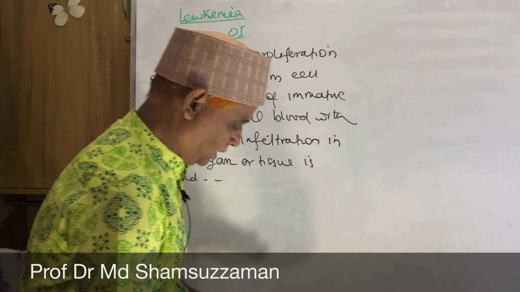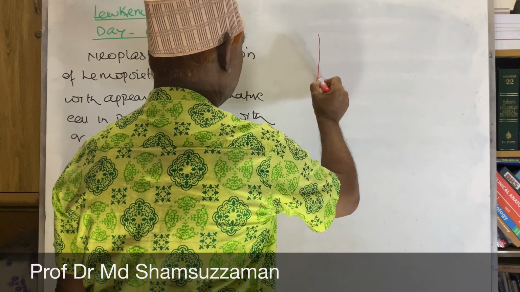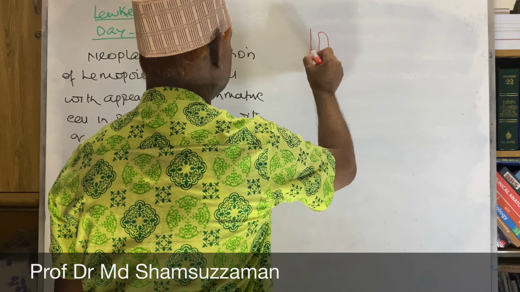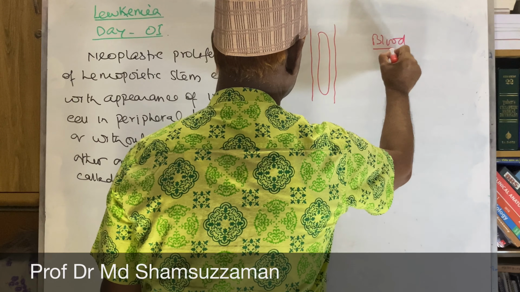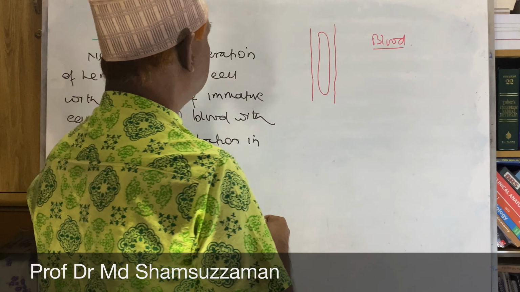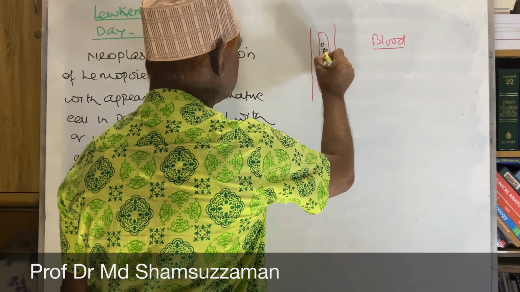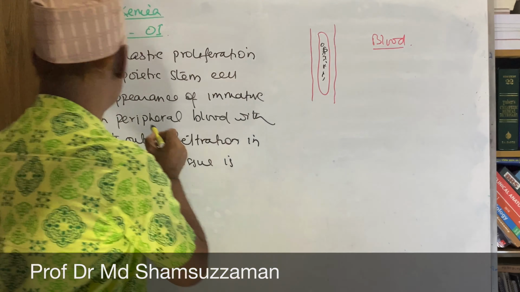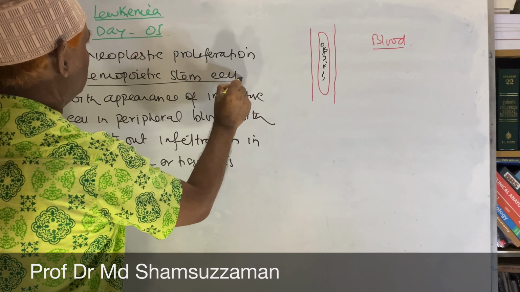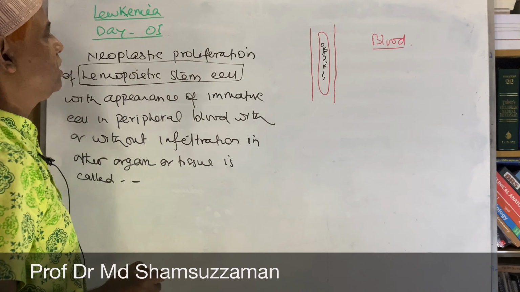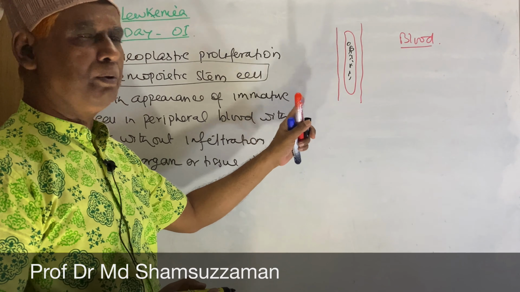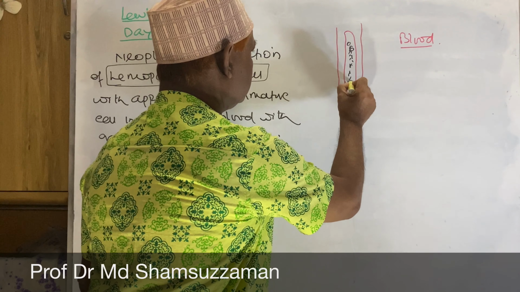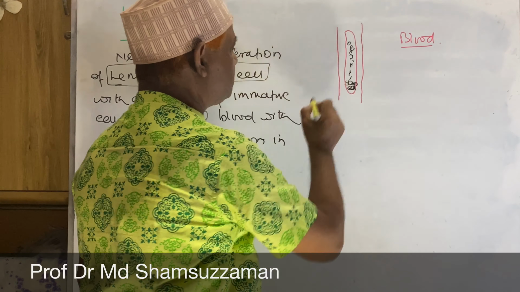Dear audience, this is the medullary cavity, and this is the bone, and this is the blood. By definition, the bone marrow contains hematopoietic stem cell. So this is the cancer, or the neoplasm, of the hematopoietic stem cell in the bone marrow. So this is stem cell cancer.